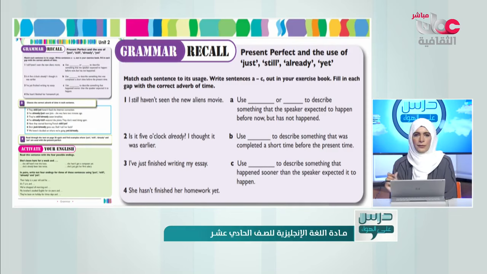I classify them in 2 groups. Let's say we have 2 parts: actions which are done and actions which are not done. We will use still and yet to express things which are not done. We will use just and already to talk about things which have completed or finished. We got them.